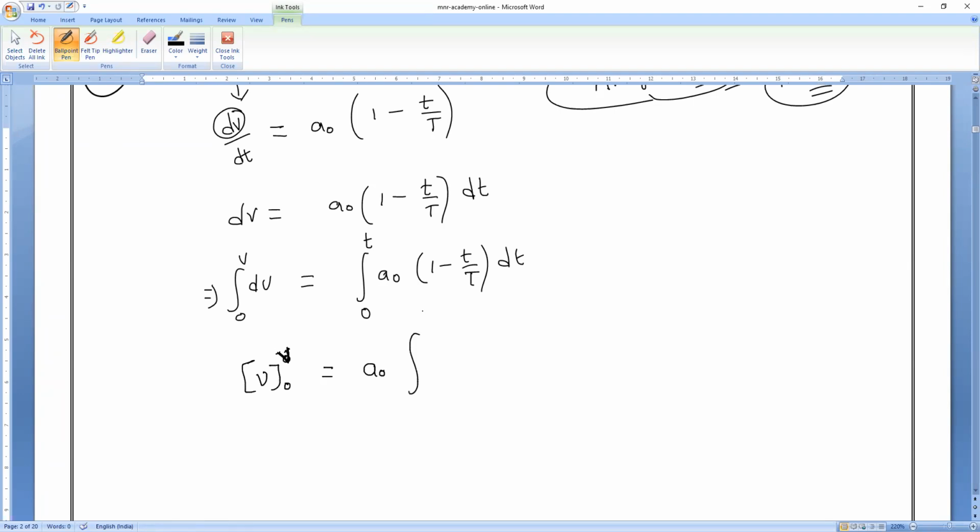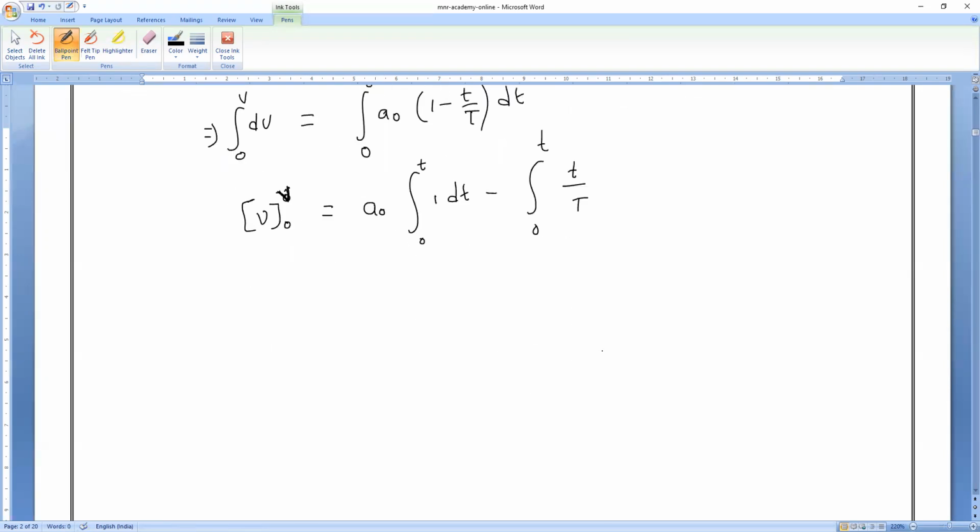a0 is the constant, so I will take it out. I'm splitting the integration: integration of 1 into dt, minus the integration of t divided by capital T. Is it right or wrong, Pradosh? Can I write it or not? So a0 is the constant. Integration of 1 dt, what is the value? Everybody? t. Very good.